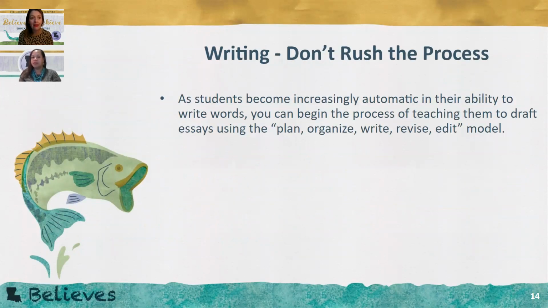Now, as they do become increasingly automatic in their ability to write words, so around middle to end of first grade and second and third grade, you can begin teaching them the process to draft essays, right? Using this plan, organize, write, revise, and edit model. And we want to spend the majority of our time in that planning portion, right? And that organizing portion and thinking through that. And we'll talk about that in these later sessions of this series.